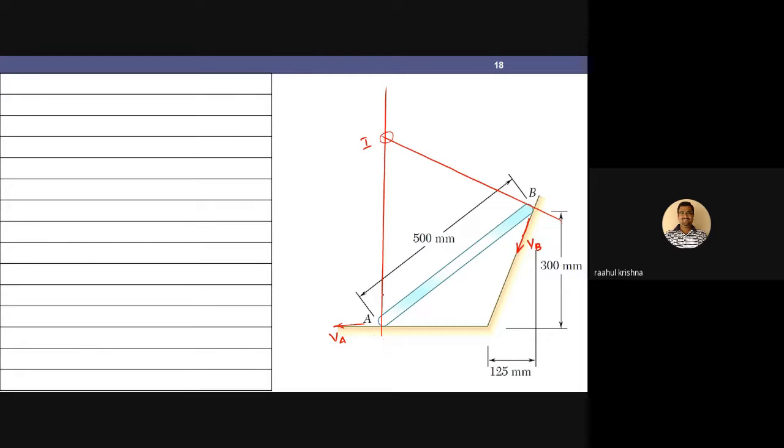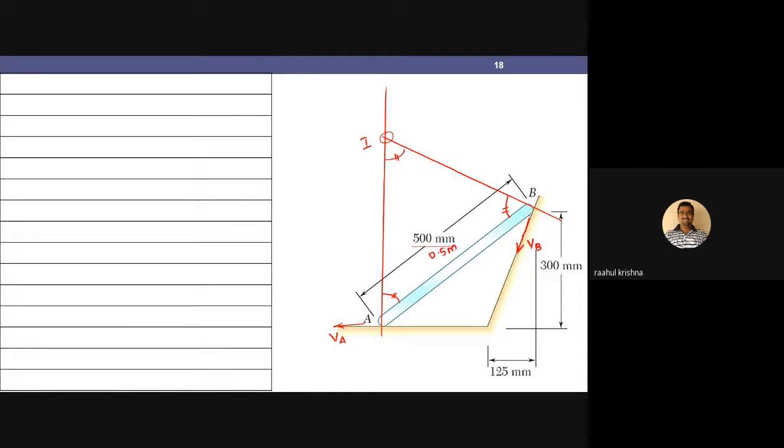Now I have to find out these angles, right? Yes, sir. I'll require all of these. I know one length, 500 mm. Let me rewrite that as 0.5 meters.